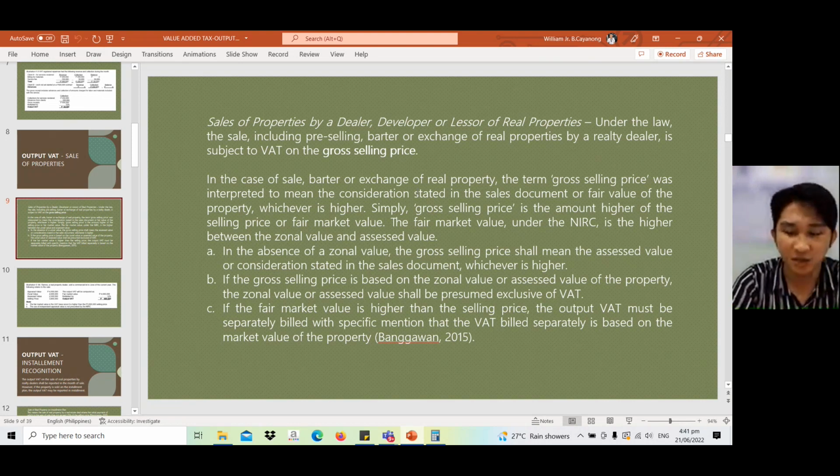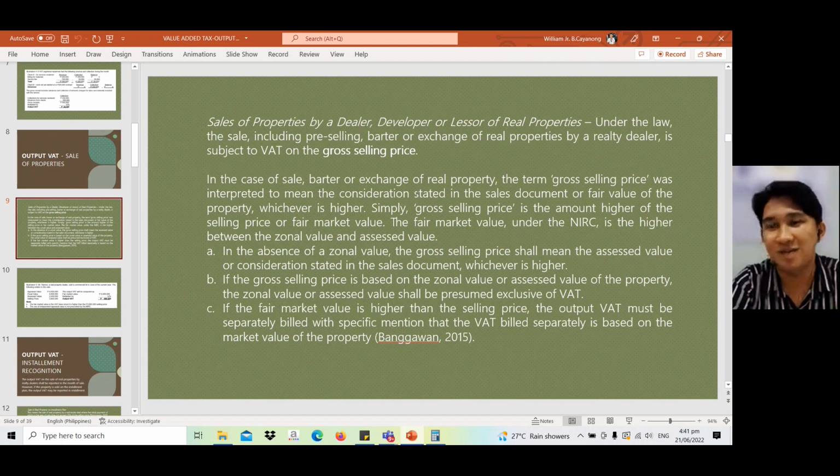Okay? Ay, no. Gross selling price was meant to be the consideration stated in the sales document or the fair value, whichever is higher. So, we still have to choose here. It depends. It's either the fair value or the consideration stated in the document, whichever is higher is the gross selling price. Simply, the gross selling price is the higher of the selling price or the market value. So, that's in other words, selling price versus market value, whichever is higher is our gross selling price.